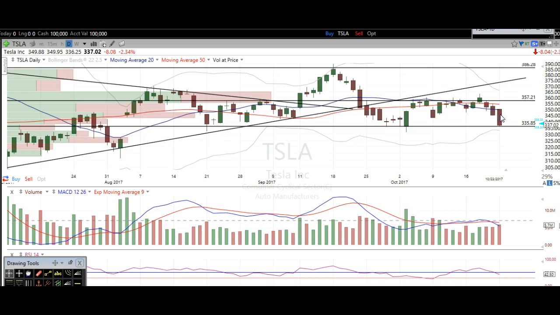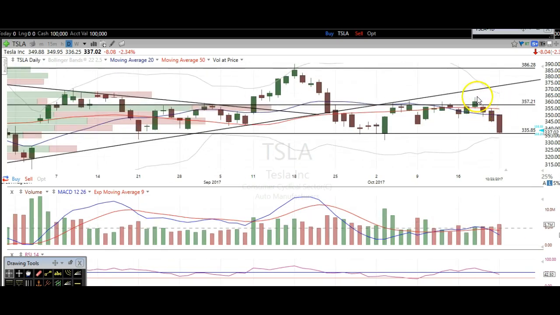And this is something that if you've been watching these videos, you would know that we've been bearish on Tesla. You can see we had a false breakout. Here's the breakout over this resistance. You can clearly see that resistance here. We closed over that resistance here and then broke back under it right here.